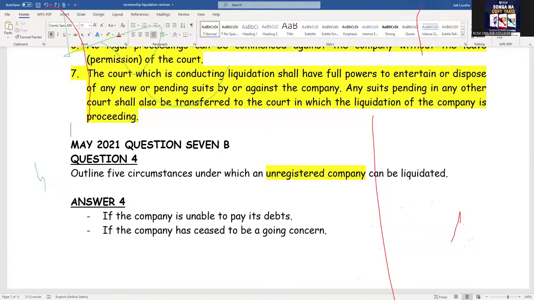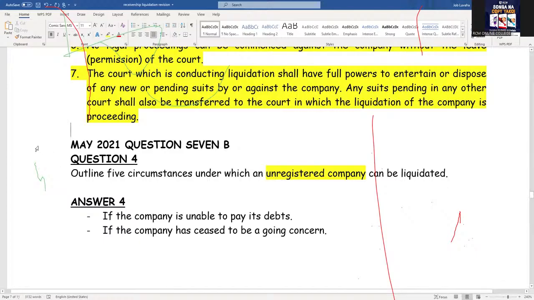So an unregistered company is a company that is having to operate illegally. In this case, it has not actually been properly registered. It has not actually been properly registered.